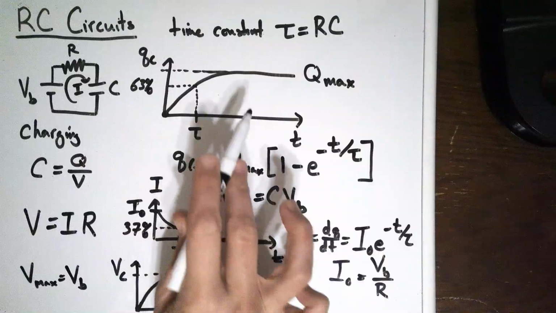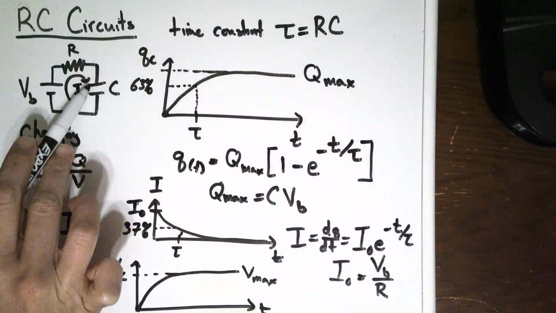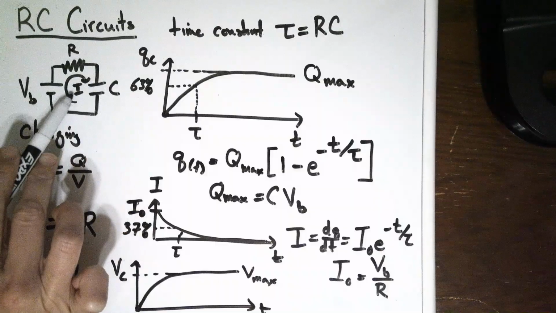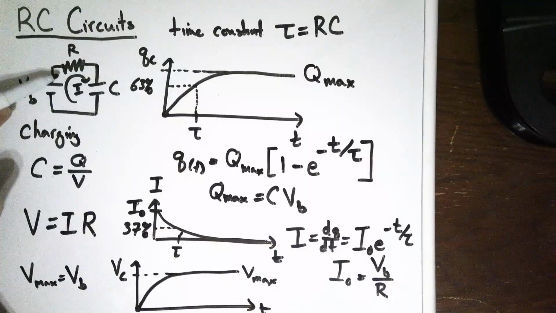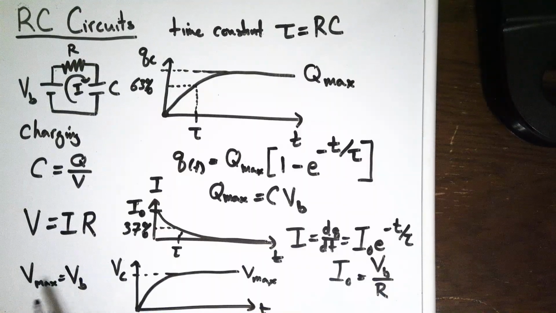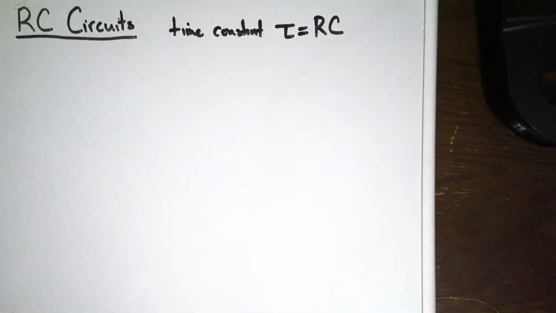When the capacitor is completely charged up, that's because it has put as much charge as it can, the current stops, and the voltage of the capacitor is equal to the voltage of the battery, because there's no voltage drop across the resistor because there's no current. So that is a capacitor charging up. Next, we'll talk about what happens when we take the battery out and we let the capacitor discharge.